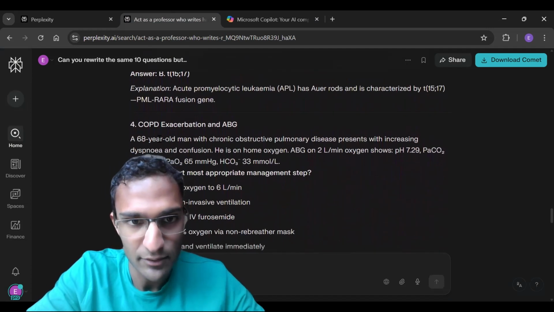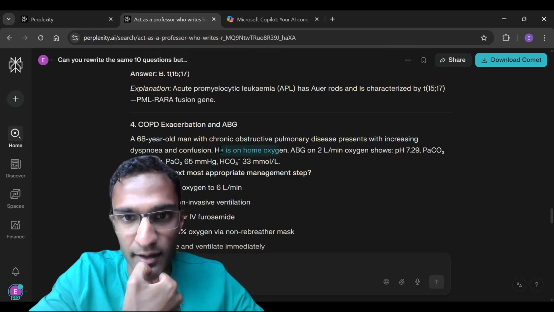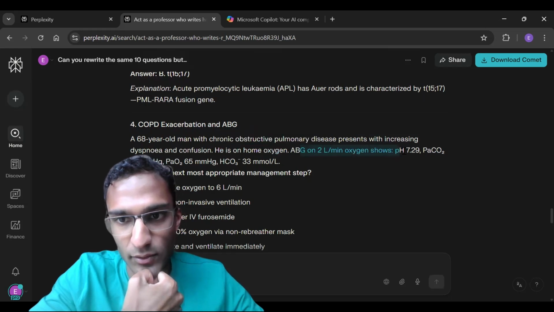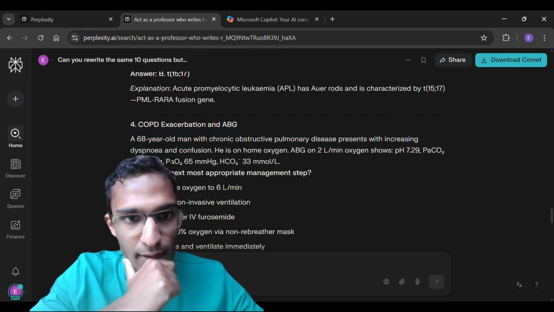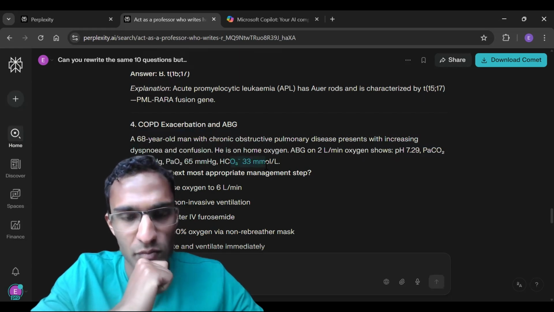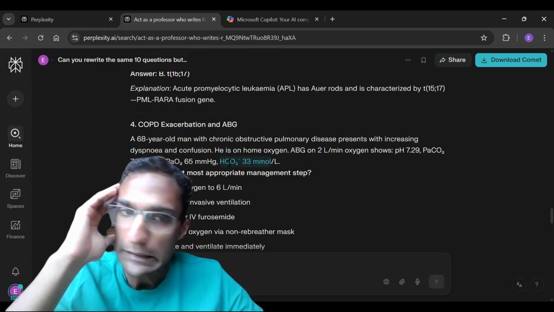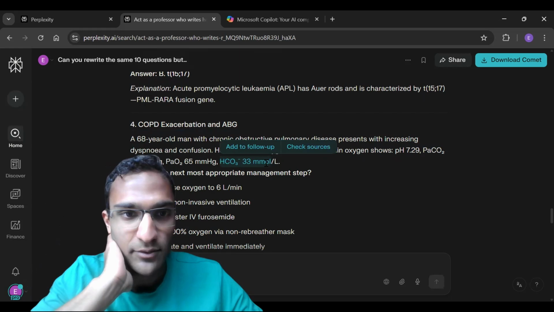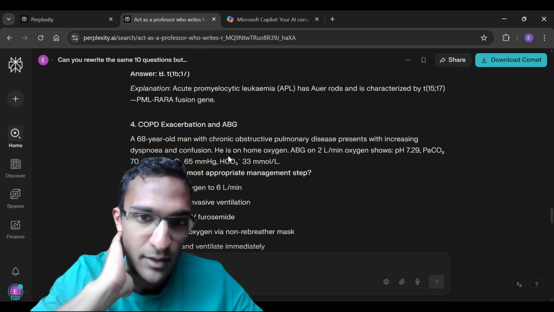So we have a 68-year-old man, COPD, increasing dyspnea and confusion on home oxygen. So that suggests that it's pretty late stage. ABG shows acidosis with a high CO2, which you'd expect. O2 is low. I think that's pretty high for bicarb. So that suggests a chronic respiratory acidosis with, I guess, partial compensation.